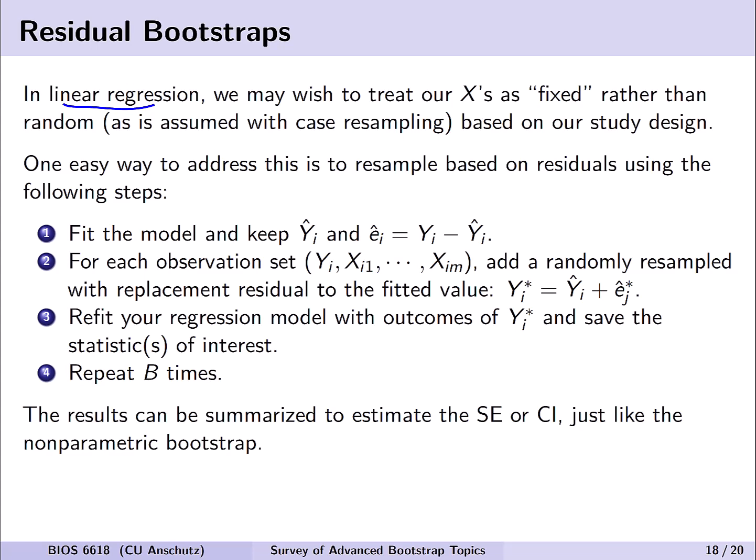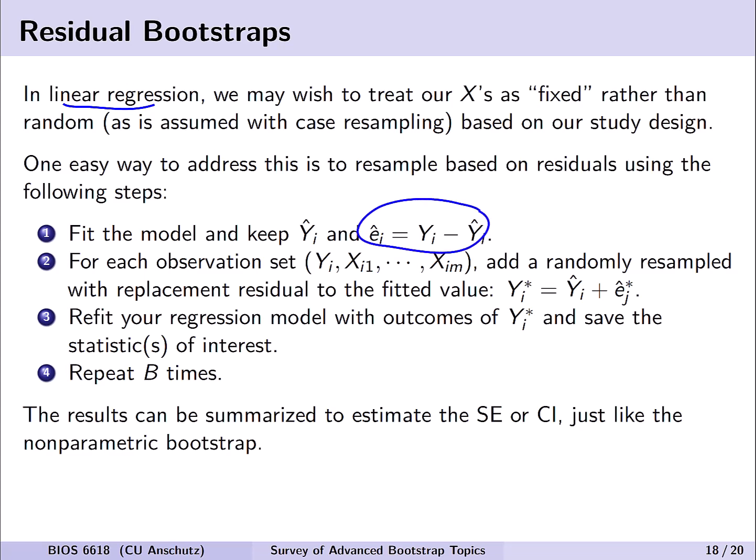Now, an easy way to address this choice, if you really do want to keep your x variables fixed, or because maybe you designed a study that had certain parameters set in advance, we can do this by resampling on the residuals using these 4 following steps. The first thing we'll start by doing is fitting our model, and we'll keep our predicted value y hat i. We'll also calculate our residual for each observation, e hat i.